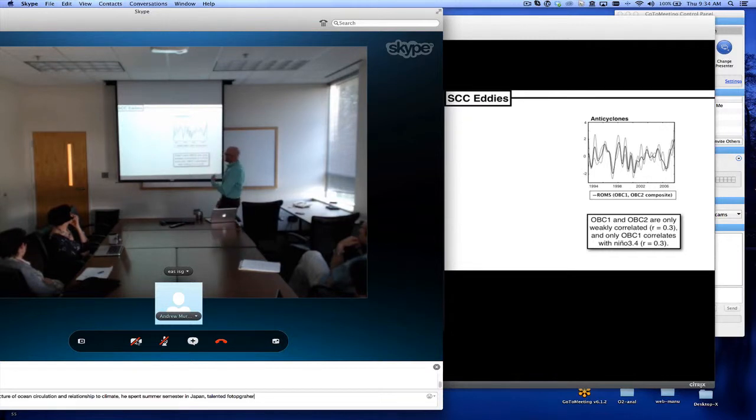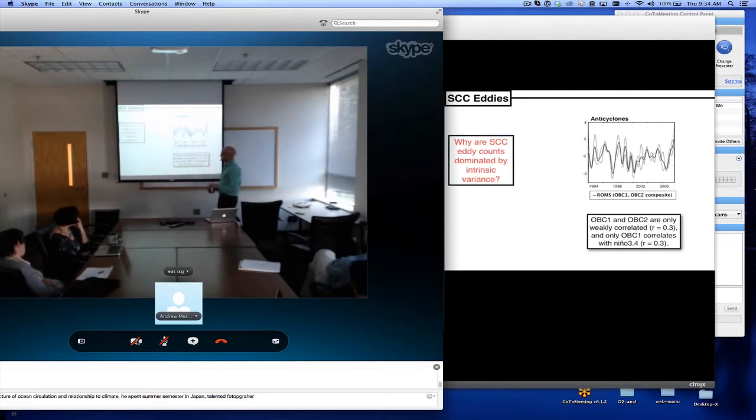So there really isn't much driven variance in these eddy counts at all. And although there is some evidence of ENSO signal, it's definitely masked by a level of intrinsic variance. So our next question is, why are Southern California current eddy counts dominated by this intrinsic variance, as opposed to in the north?